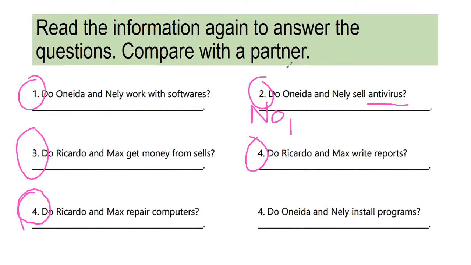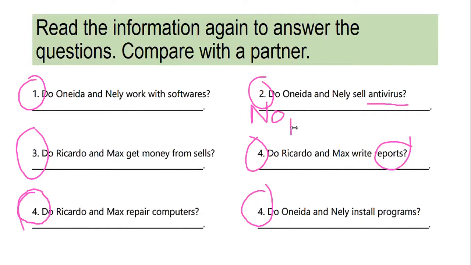Do Ricardo and Max write reports? Yes, Ricardo and Max write reports. Very good, very good. Reports, okay. Reports. Very good. And the last one here.